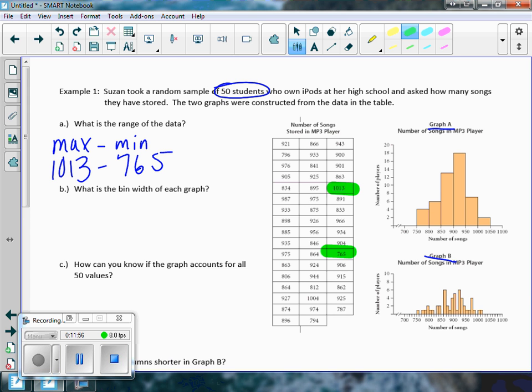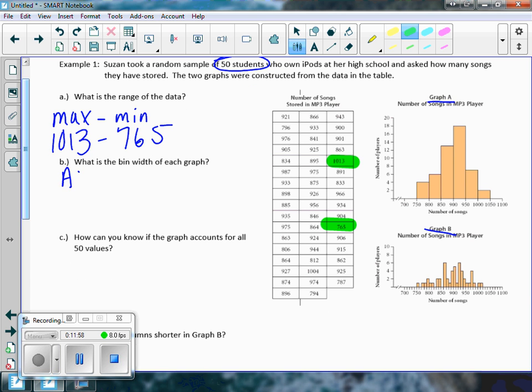What is the bin width for each graph? We have graph A and we have graph B. Take a look at the bin width. How wide are the bins in graph A? Look at that interval. For graph A, it's 50 songs. But down here for graph B, they're much smaller widths, only about 10 songs total.